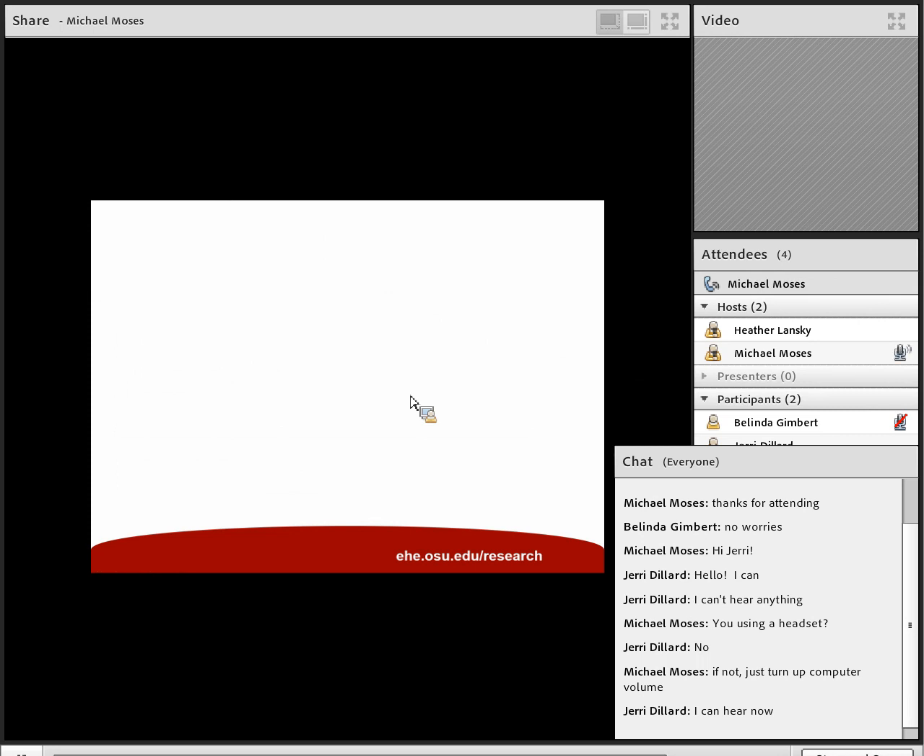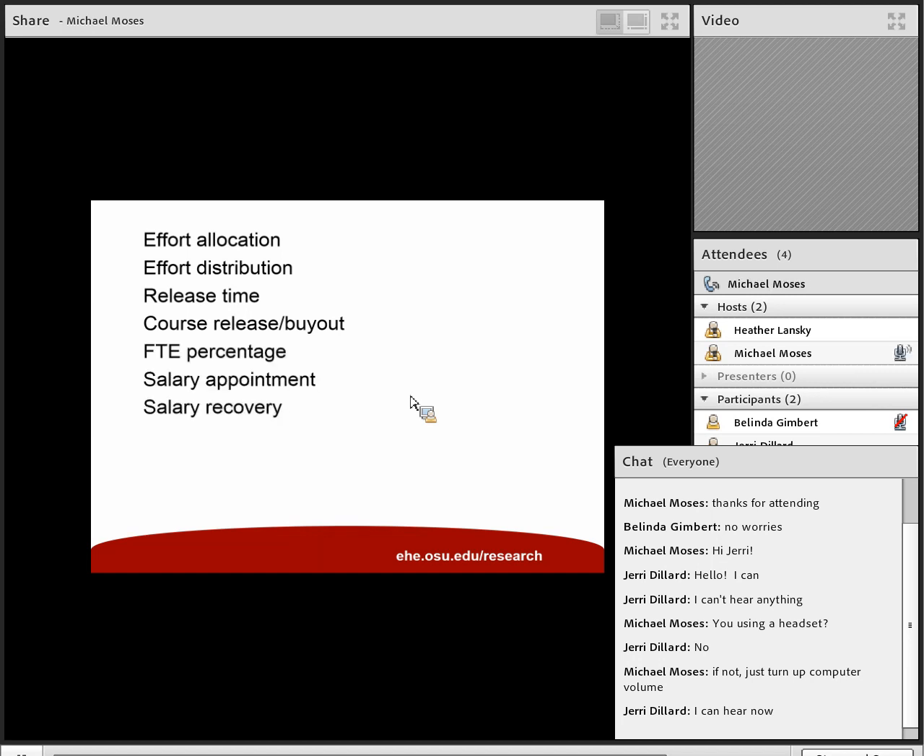When it comes to effort on research grants, you hear a lot of different terms such as effort allocation, distribution, release time, course release, course buyout, FTE percentage, salary appointment, salary recovery, academic summer calendar, or person months. So the jargon alone is enough to drive a person insane, I think. Some of these concepts are more or less synonymous, and some are similar, and some are just quite different, actually. So as with everything else, good communication is the key.